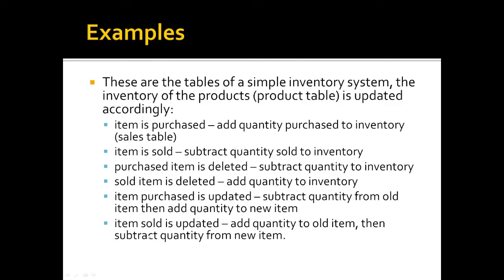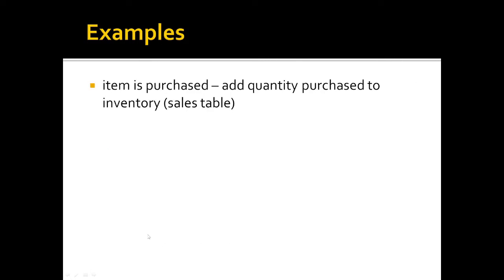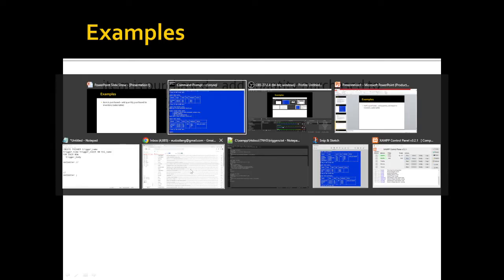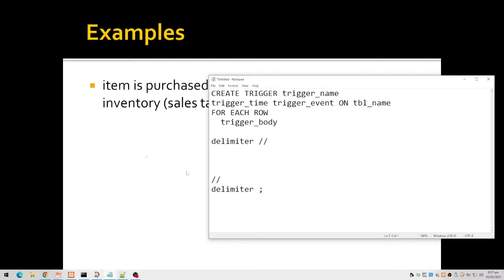So let's try these examples. First, let us do this one. Items purchased. So we add quantity purchased to inventory, or this should be the product table, not sales table. So let's try to write the trigger first in Notepad. This is my syntax: create trigger, trigger name, then trigger time, trigger event, on table name for each row, trigger body. But first, we should place this one.